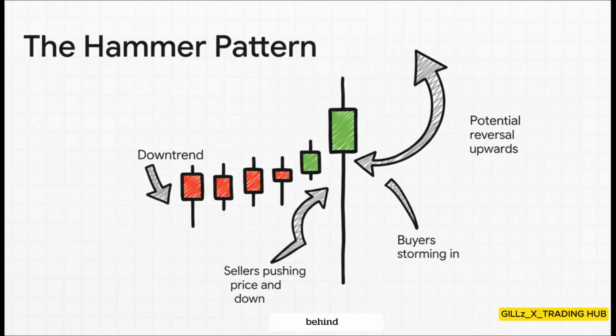The story behind the hammer is perfect. So imagine the price is in a downtrend. The sellers are in control, and they push the price way, way down. That creates that long lower tail, or wick. But then, just when it looks like it's over, the buyers storm in with incredible force. They push the price all the way back up to close near where it opened. It's basically a signal that the sellers are totally gassed, and a big reversal could be just around the corner.